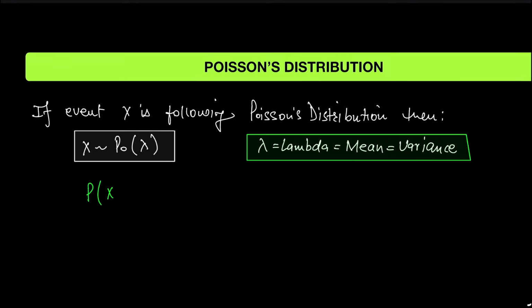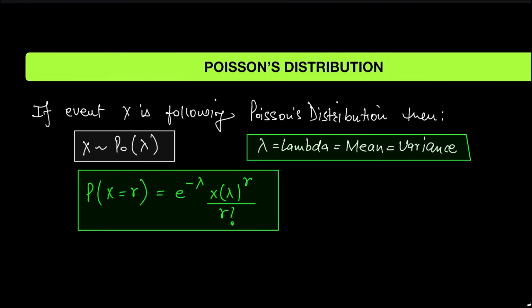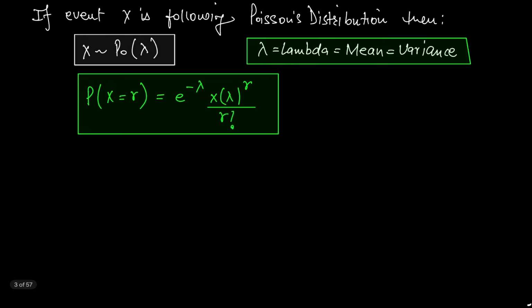So if X is following Poisson distribution where lambda represents mean and variance, then the probability of X equals r is calculated by the formula e raised to the power minus lambda times lambda raised to the power r over r factorial. This is the complete expression for calculating the probability of X equals r. Okay, so let's understand how to apply this formula on the questions. Let's take one question right over here.